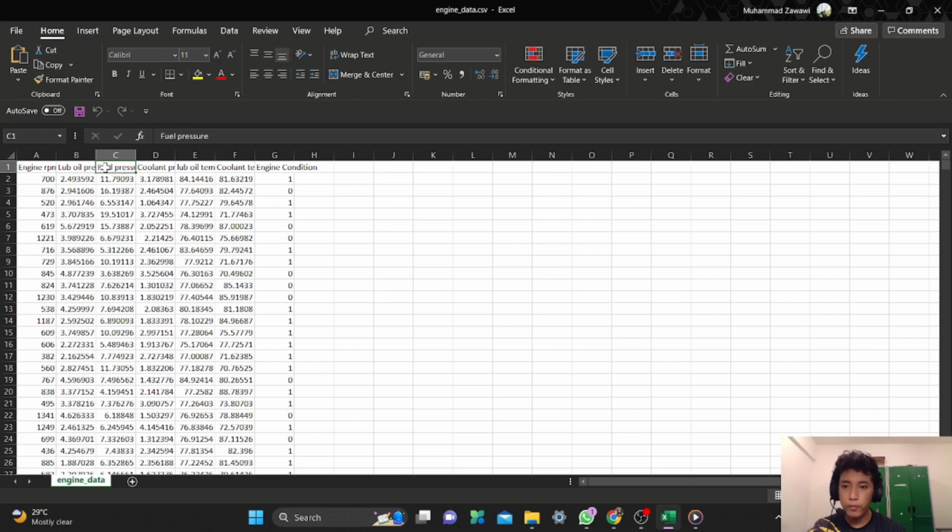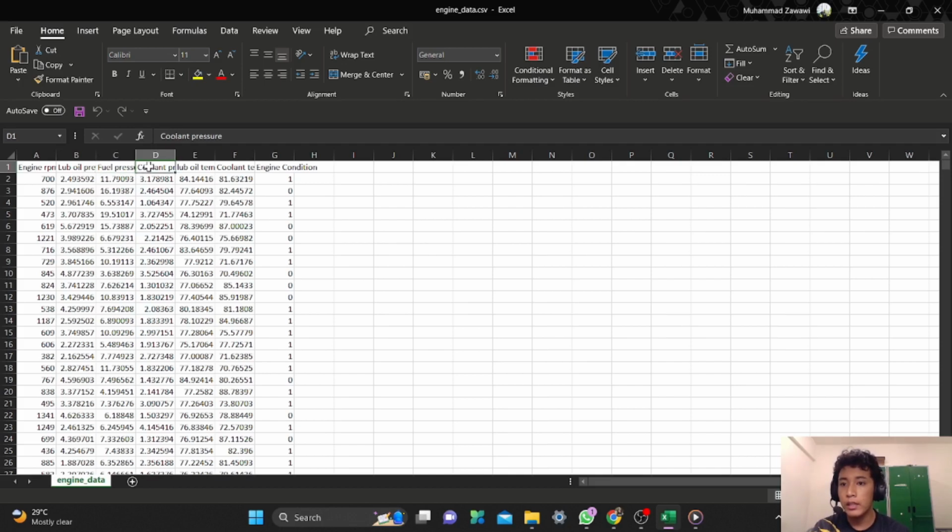Next, we have the fuel pressure. We can also classify it into 3 types, which are low, medium, and high. If the fuel pressure is low or high, the fuel cannot enter the engine and the engine will not be provided with fuel to run. Therefore, it will cause the engine failure.